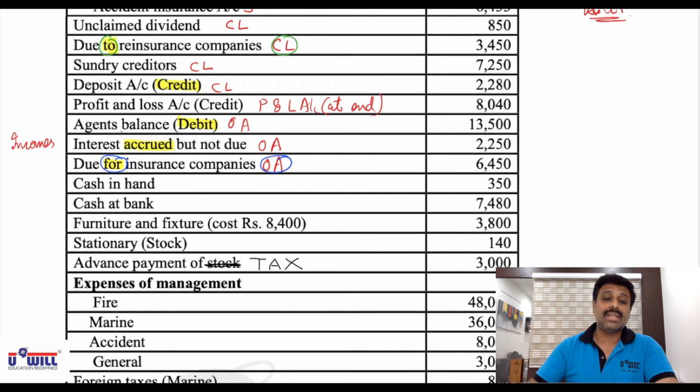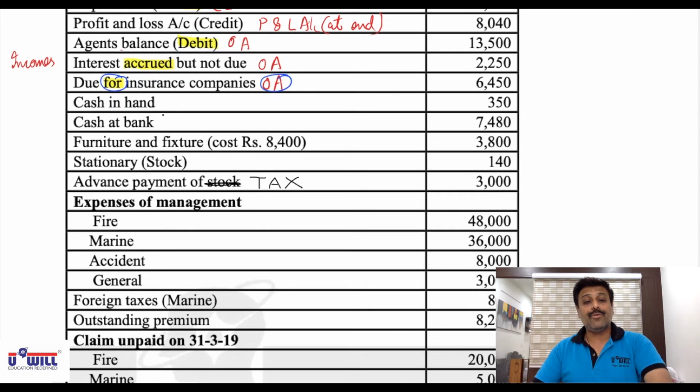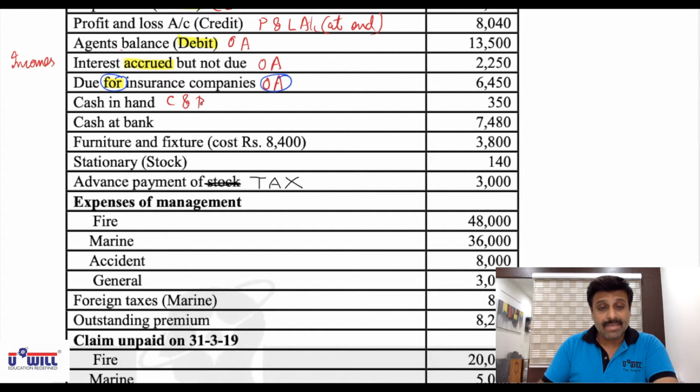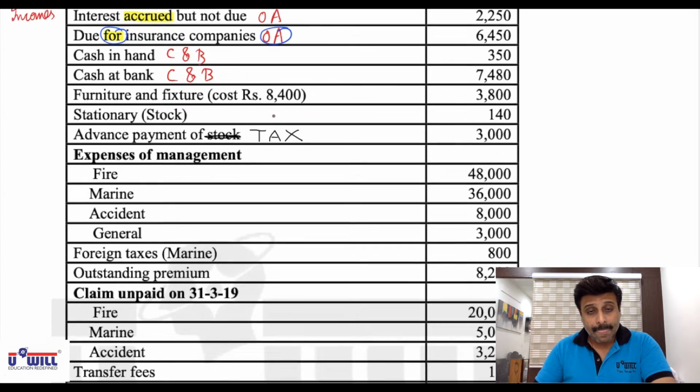Due to reinsurance company means we have to pay to reinsurance companies, so liability. Due for insurance companies means we have to receive from other reinsurance companies, so other assets. Then cash in hand, cash in bank balance, C&B. Cash at bank, cash and bank balance, C&B.